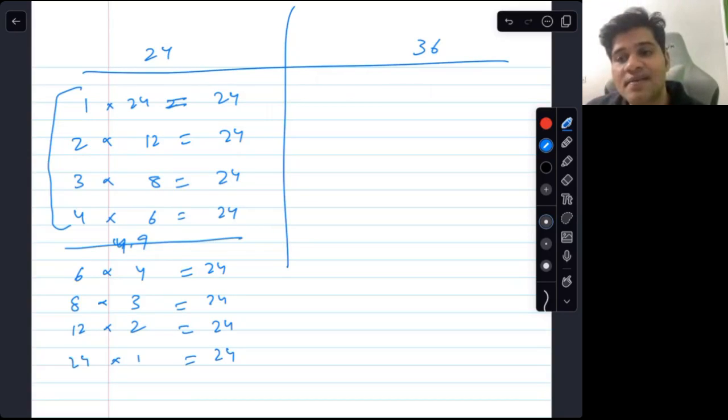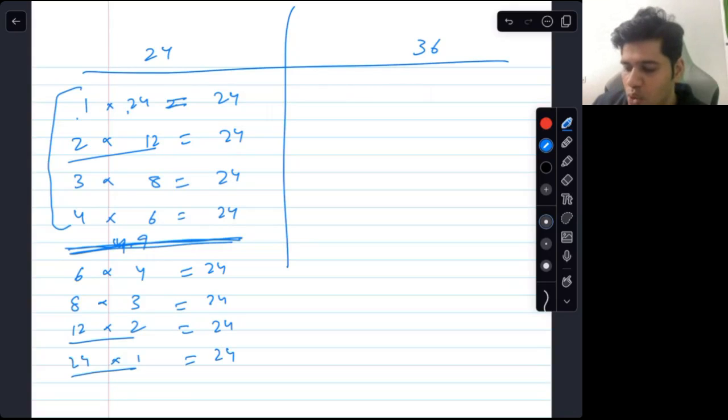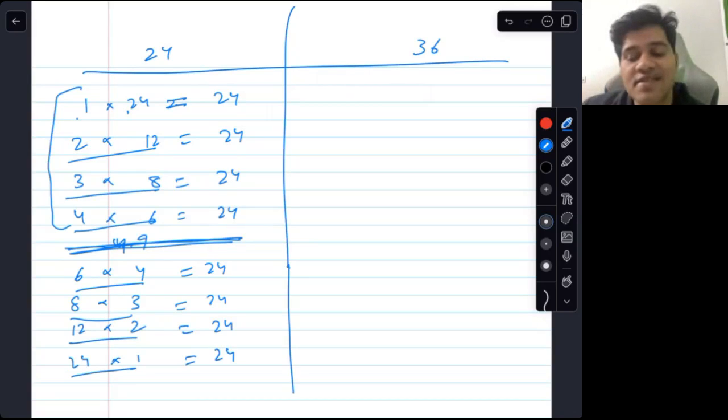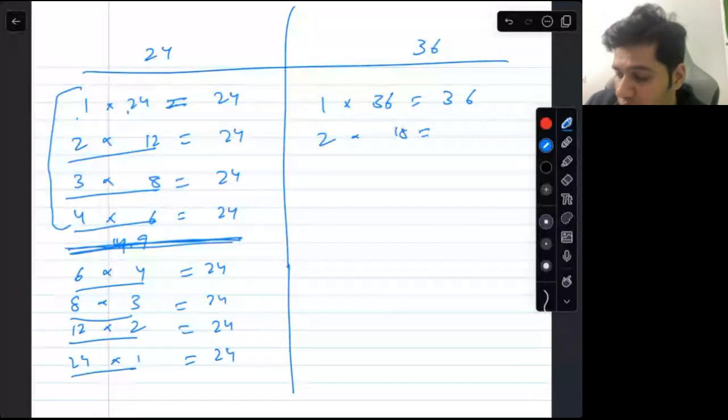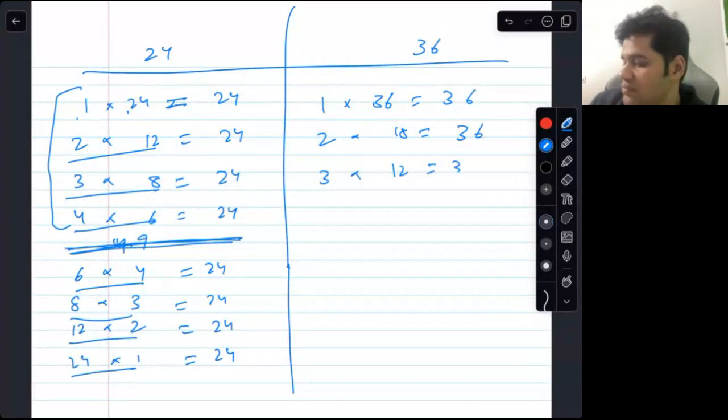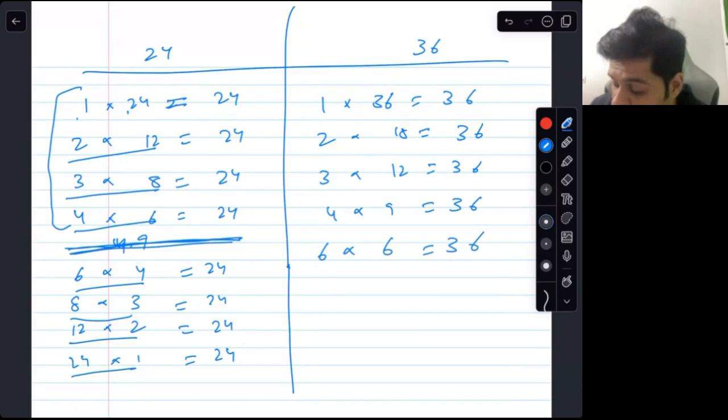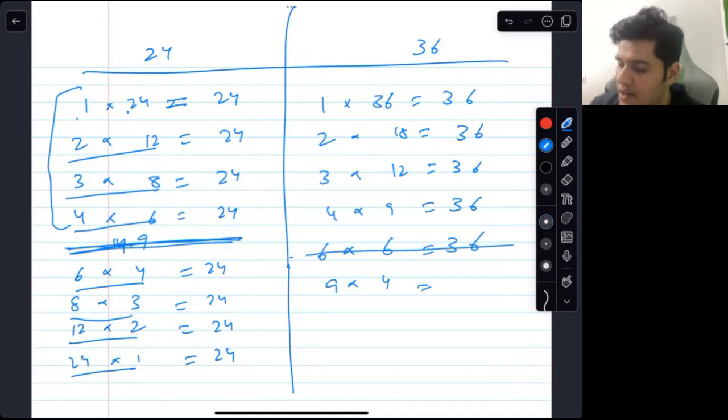Do you see this about the factors? That after the square root, there is just a mirror image. So 1 into 24 becomes 24 into 1, 2 into 12 becomes 12 into 2, 3 into 8 becomes 8 into 3, 4 into 6 becomes 6 into 4. Now let's see it for 36. 1 into 36, 2 into 18, all right, 3 into 12, so far so good, 4 into 9, 6 into 6, and this is the square root. After this is only a mirror image, no new factors. 9 into 4, 12 into 3, 18 into 2, 36 into 1.